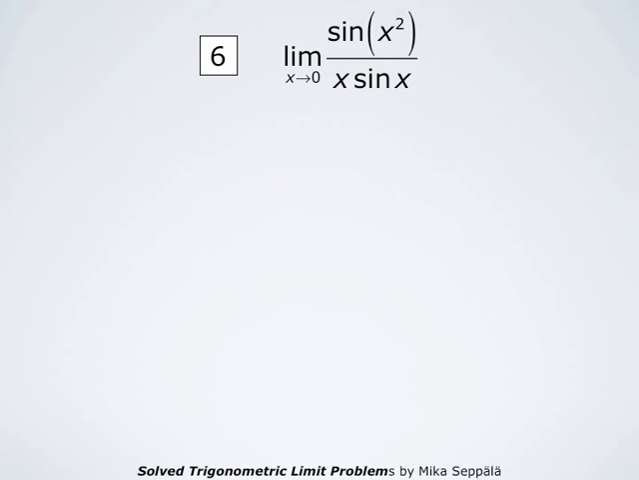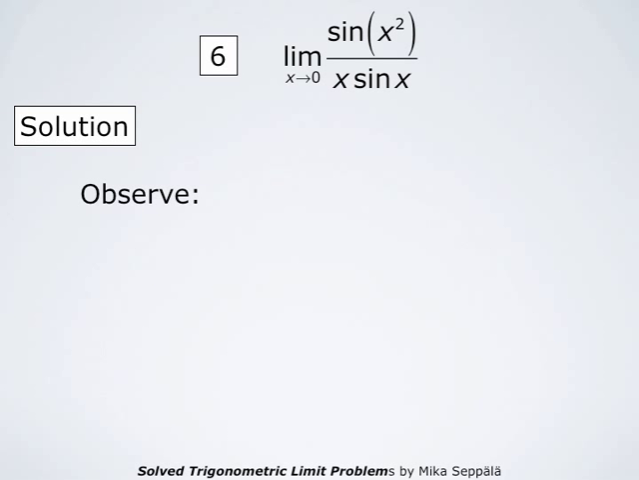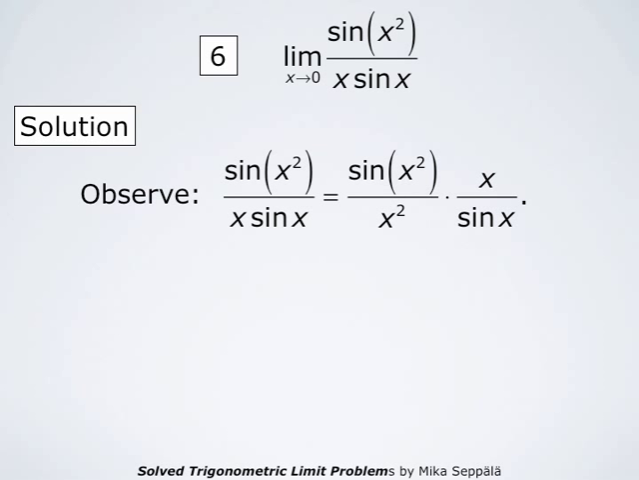To compute the limit as x approaches 0 of sine of x squared divided by x times sine of x, we perform first a rewriting. We observe that sine at x squared divided by x times sine of x is the same as sine at x squared, divided by x squared, times x divided by sine of x.